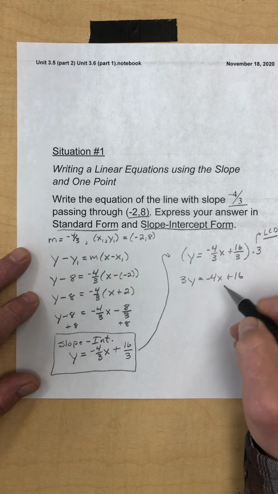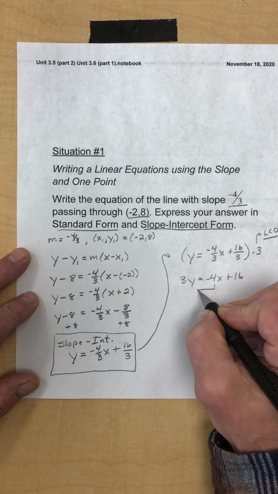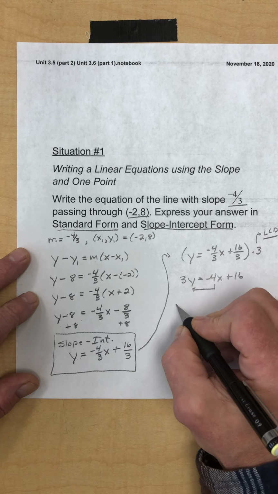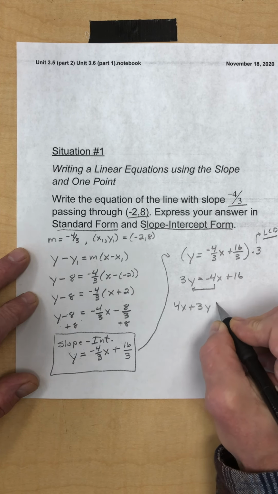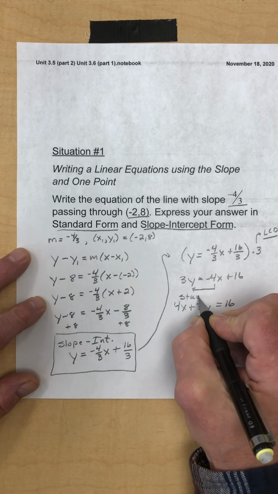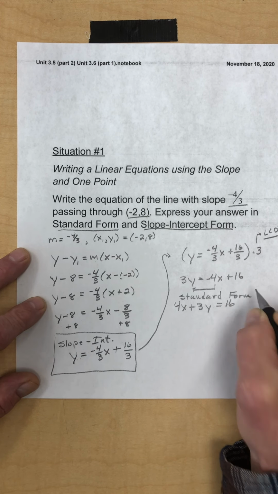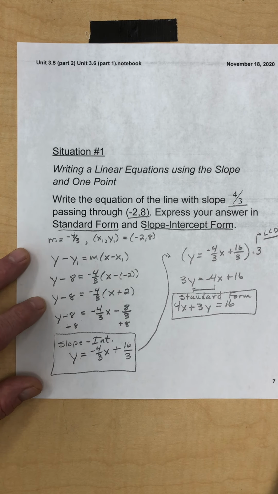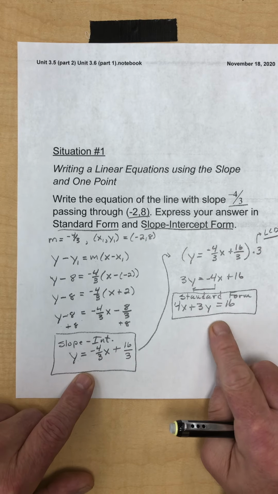Now I have to get the x and y on the same side. Well, the y is already on the left, so just bring the x over. If it's negative on the right side, when I move it over, it becomes positive. So I get 4x plus 3y equals 16, and that right there is my standard form. So again, these two equations represent the same line. It's just two different forms of the equation, slope-intercept and standard.